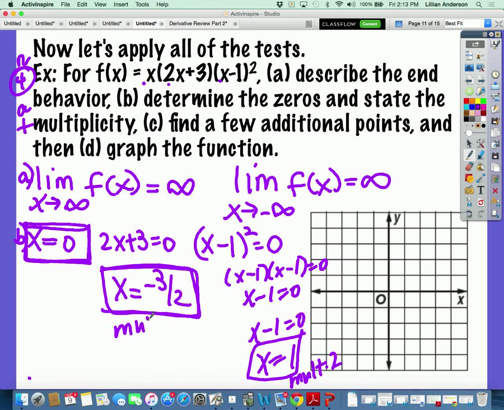Whereas -3/2 and 0 have a multiplicity of what? 1. But if it's the square root of x squared, then it has a multiplicity of 2, right? No, square root of 0. I mean, that's square root of 0. Yeah, sorry. So here are our zeros.